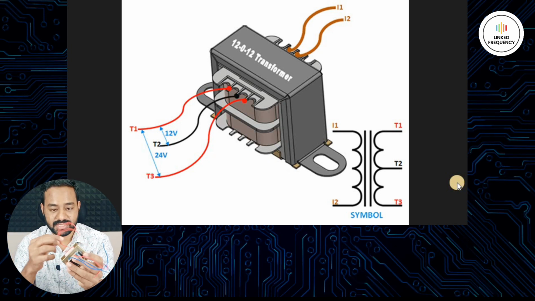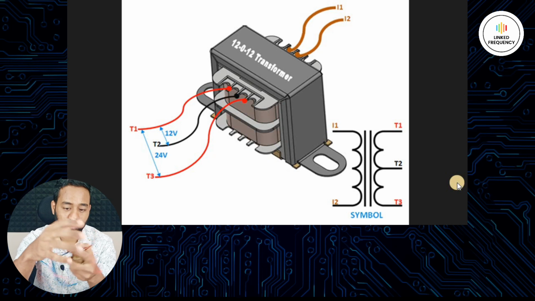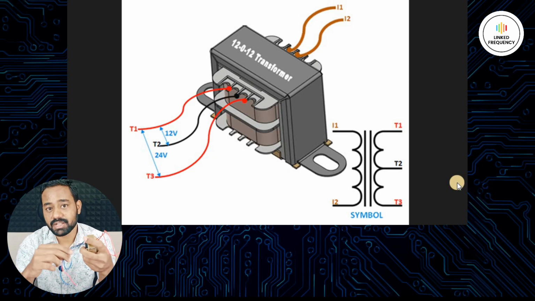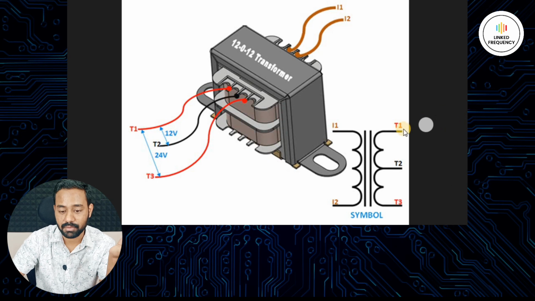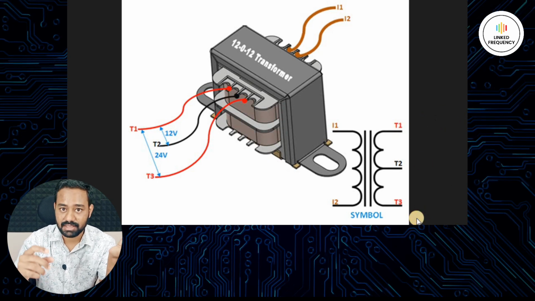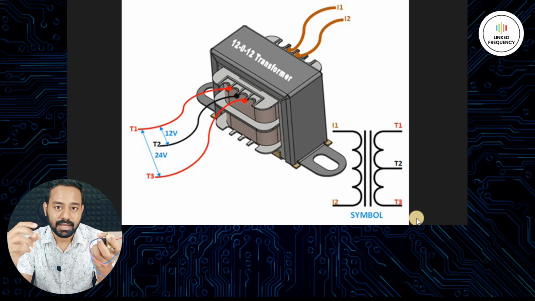Why? Because it steps down the voltage from 230 volt to 12-0-12, which you can consider as 24 volt as well if you consider from T1 to T3. If you consider T3 as a reference, then it is going to be 24 volt.